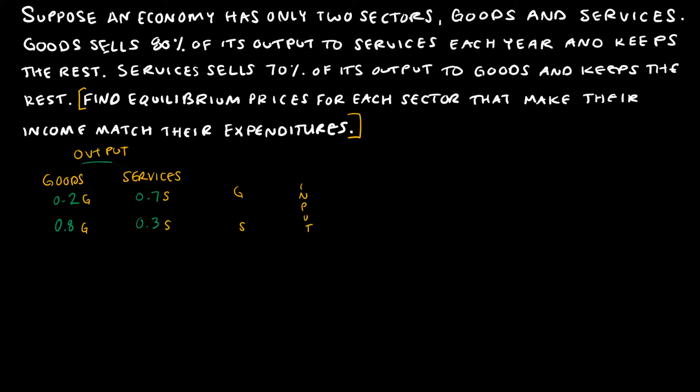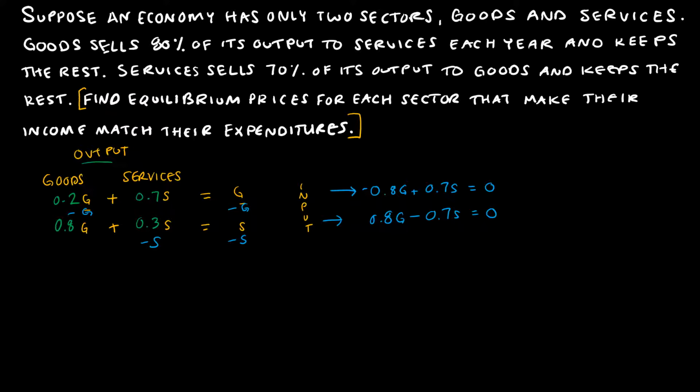And now take a look at what I have. I've got a system of equations. Now, what I notice about my system of equations is that I have a G on each side of the equation here. So I'm going to rewrite that into a new equation. I'm going to subtract G from each side, and that's going to give me negative 0.8G plus 0.7S equals 0. And then this one I'm going to subtract S from each side, and that's going to give me positive 0.8G minus 0.7S is equal to 0.